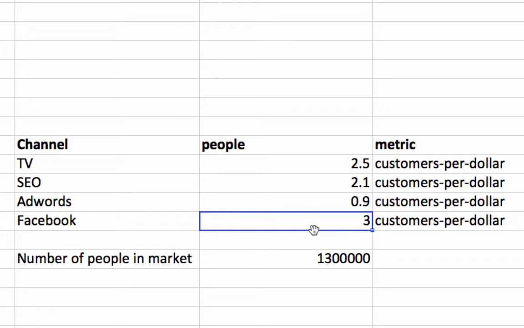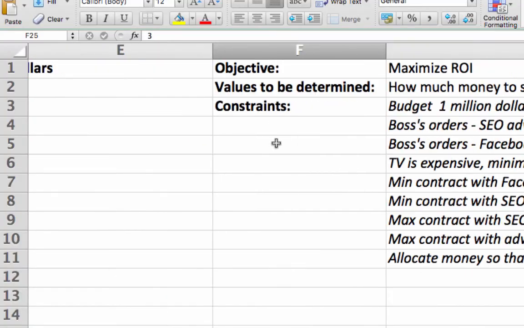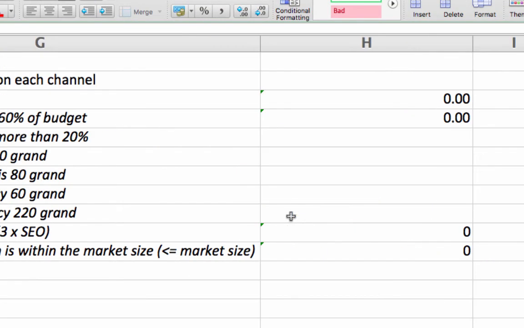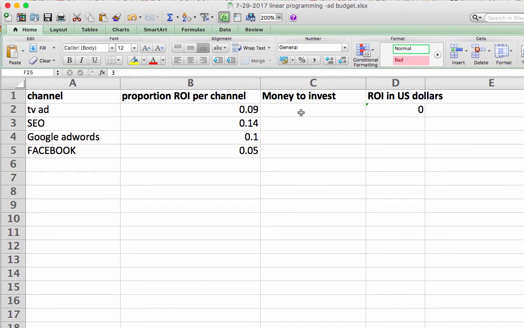So this is a complicated situation we're in here. We have these estimates of reach, we have these estimates of the proportion ROI per channel, and we have all these constraints that we've been given. So how do we figure out how much money we should spend in each one of these channels? This is a classic linear programming problem. In linear programming, you need to have 3 things. So any problem in business, or really any problem, if you can break it down into 3 components, you can use linear programming to solve it.